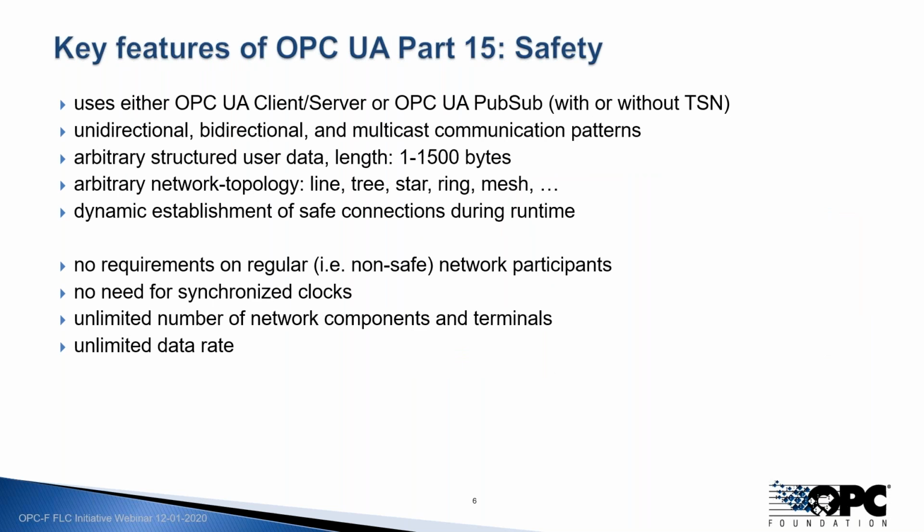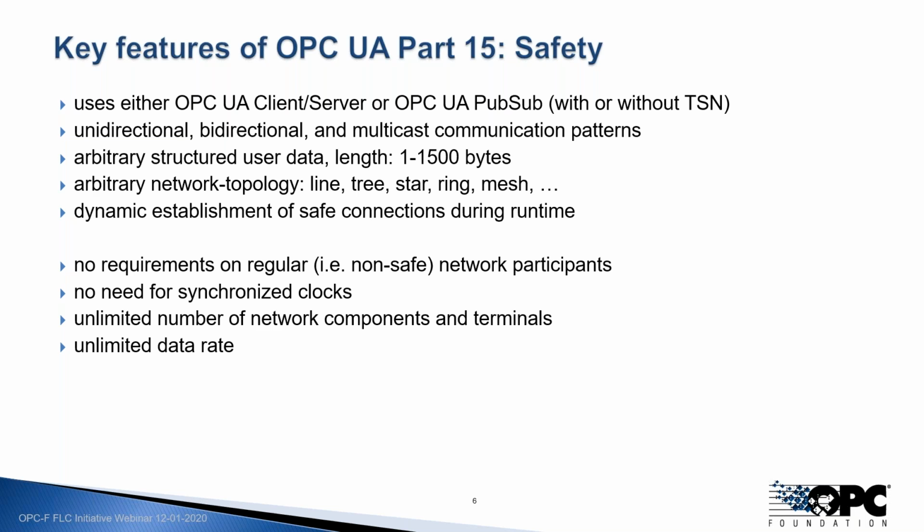So what are the key features of OPC UA safety? First of all, of course, it is using OPC UA services such as client-server or pub-sub with and without TSN. So you can use that. The basic building block of OPC UA safety is a unidirectional communication link. But of course, if you instantiate multiple of these links, you can also set up bidirectional or multicast communication patterns.